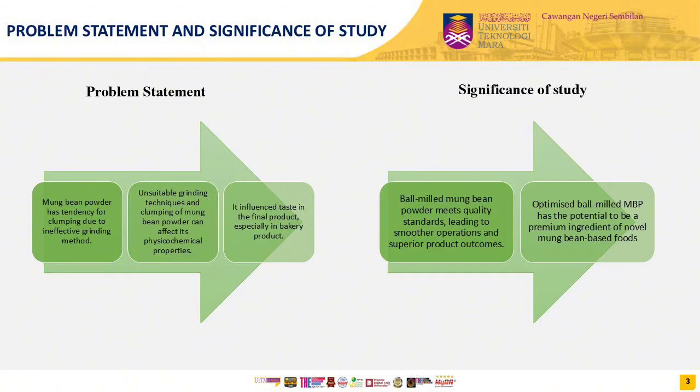For the significance of the study, ball mill mung bean powder meets quality standard, leading to smoother operation and superior product outcome. Subsequently, optimized ball mill mung bean powder has the potential to be a premium ingredient of novel mung bean-based food.